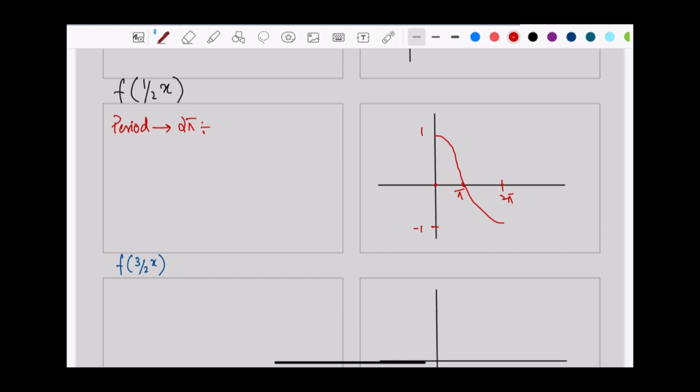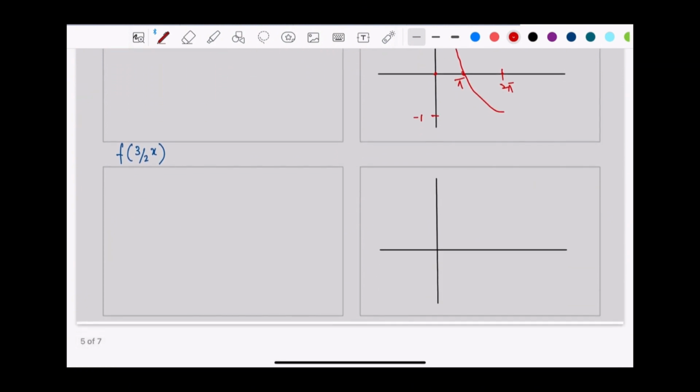which means 2 pi divided by 1 over 2, which is going to be 2 pi times 2, which gives you 4 pi. So one half wave is completing in 2 pi, then one complete wave is going to be completing in 4 pi radians.